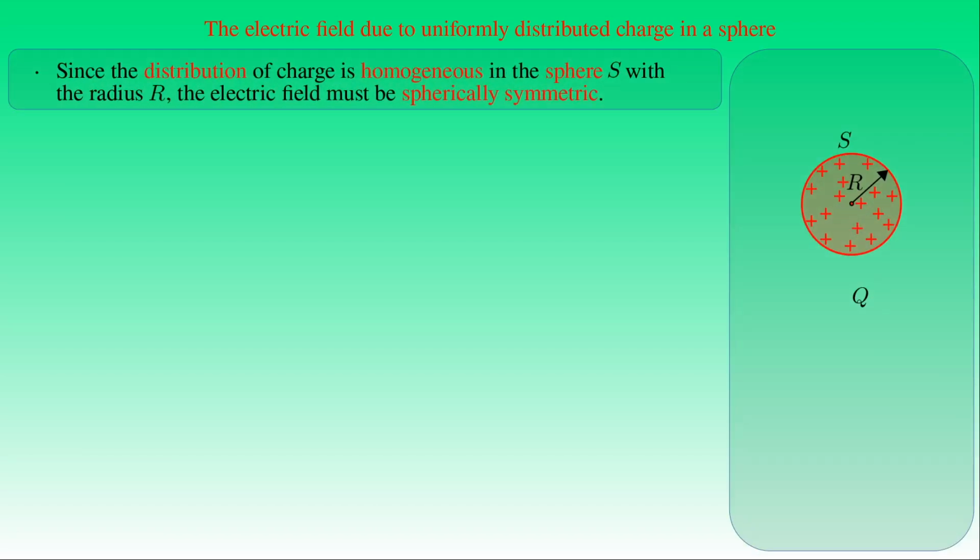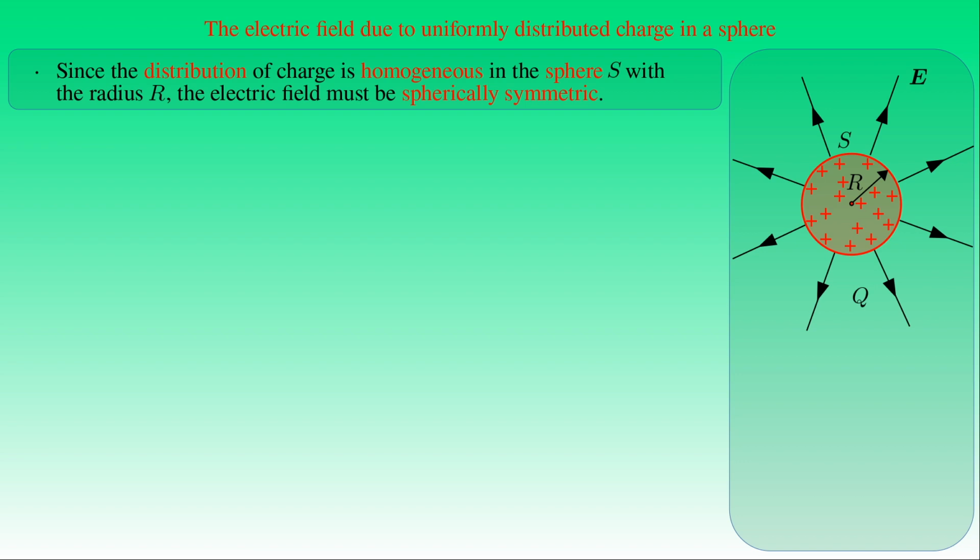In the following example of the application of Gauss's law, we determine the electric field due to a uniformly distributed charge in a sphere. Here we can see a uniformly charged sphere S of the radius R with the total charge q. Due to the homogeneous distribution of the positive charge within the sphere, the electric field E is spherically symmetric both inside and outside the sphere, and the field lines point radially outward from its surface. For the sake of simplicity, we omitted the field lines inside the sphere.